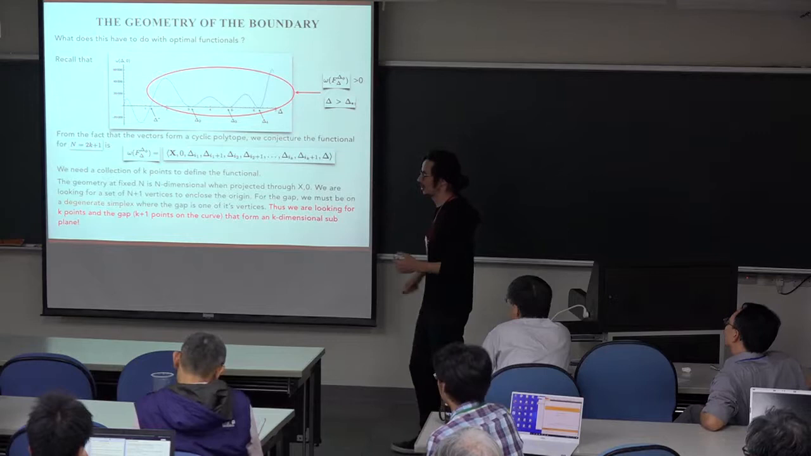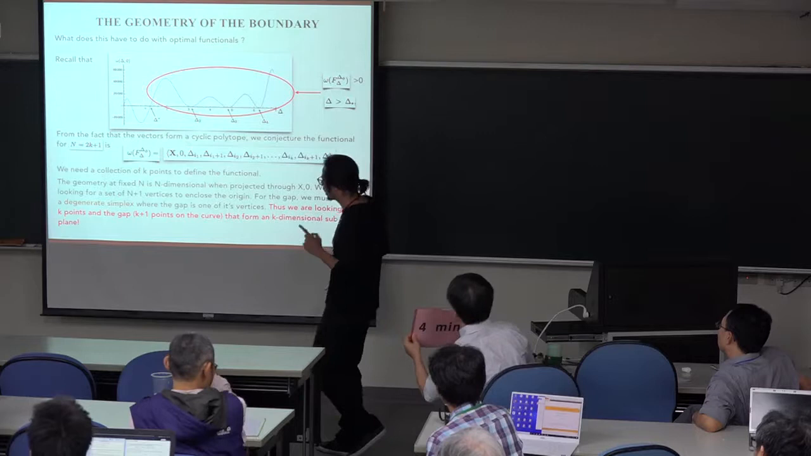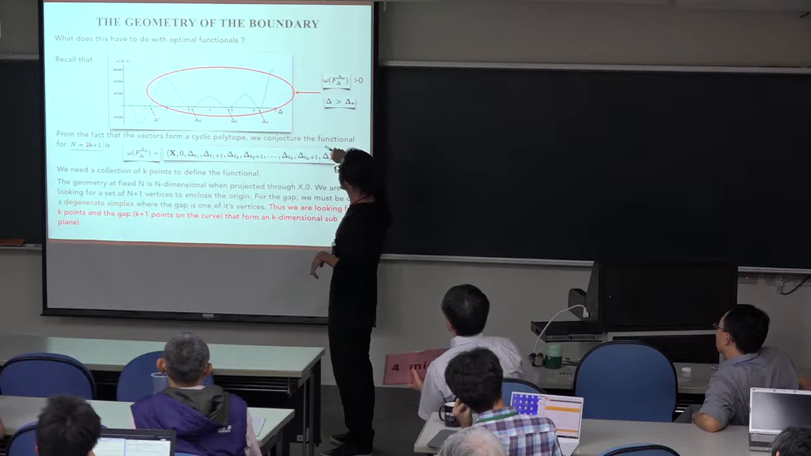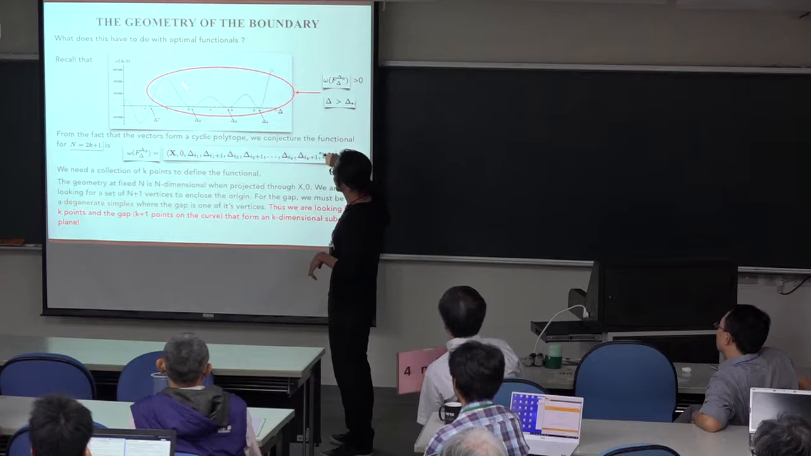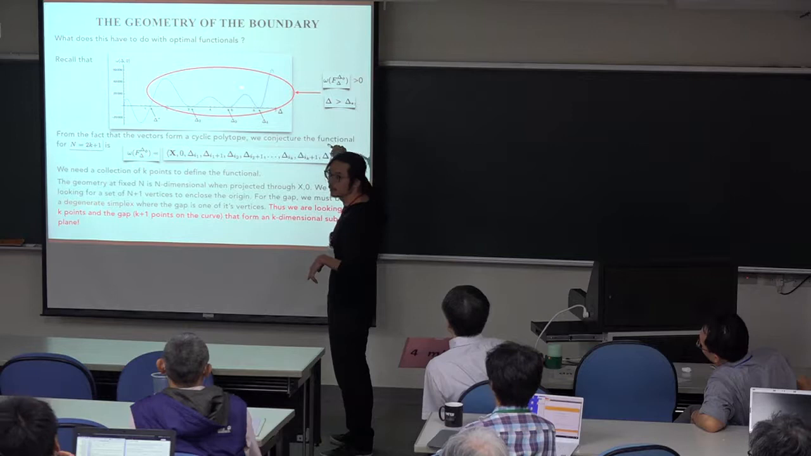Let's remind ourselves what the optimal functional is doing. The optimal functional acting on the block vector is supposed to produce this kind of graph, right? What is special about this kind of graph? It has a specialty that after some point, it becomes always positive. That's why you can say something about the gap. That's the point of the optimal functional.